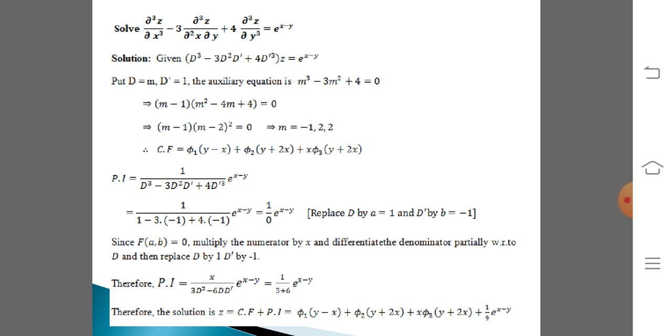So, you write x in the numerator. So, the particular integral becomes x by, what about the derivative of the denominator partially with respect to d? The derivative of the first term d squared is 2d. In the second term, minus 3d dash is constant. So, minus 3d dash will come as it is, and if you differentiate d square you get 2d.